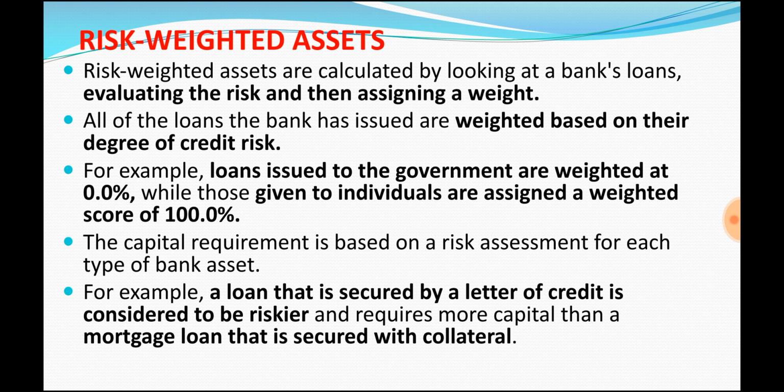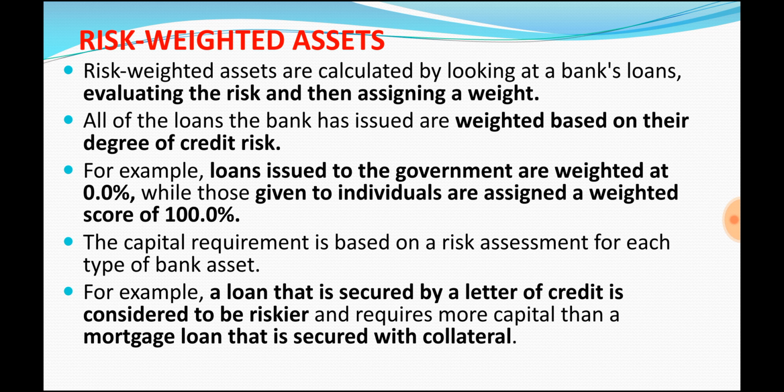The first guy, the individual, will have 100% risk, and the second guy, the government, will have 0% risk. The third person, who gave a letter of credit, will have more risk, for example 50%, and the fourth guy, who gave the collateral, will have somewhere around 20% risk only. So if you add all these values, 100, 150, 170, divided by 4, some 40% comes, right? That is the risk weighted asset.